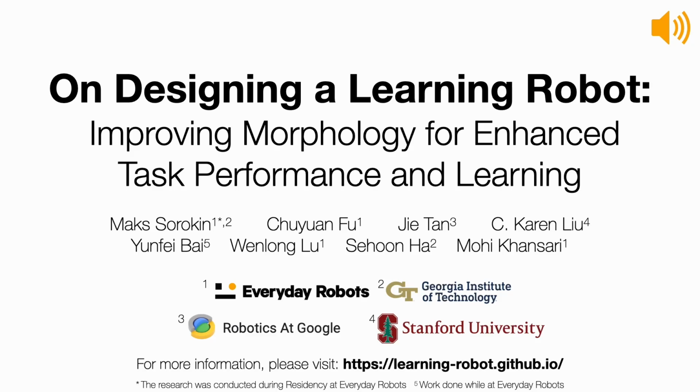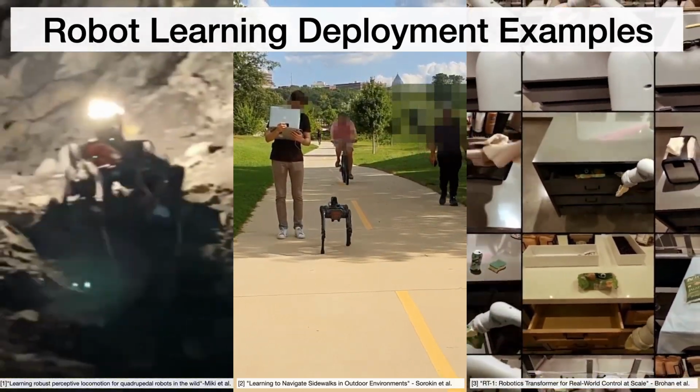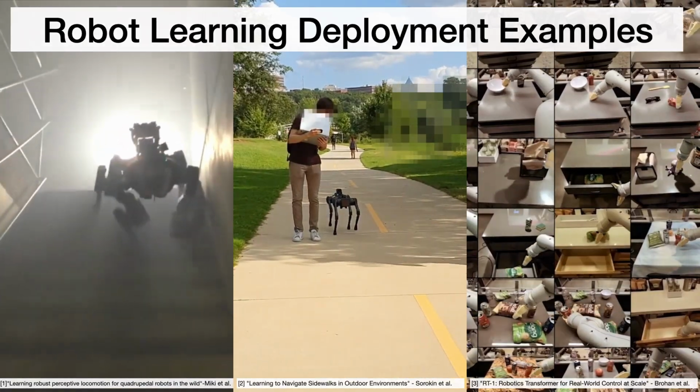In this work, we explore the possibility of improving upon an existing robot hardware configuration to make it more efficient at task performance and learning. Learning has been one of the most promising tools for operating robots in unstructured environments, enabling them to acquire complex perception and reasoning capabilities.